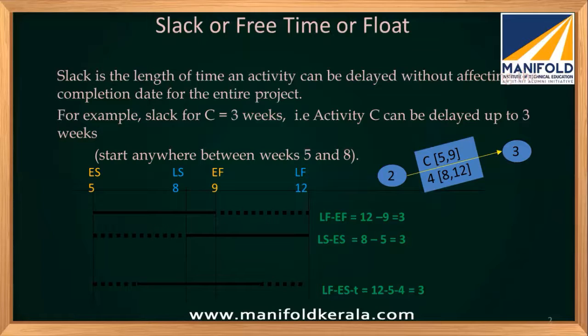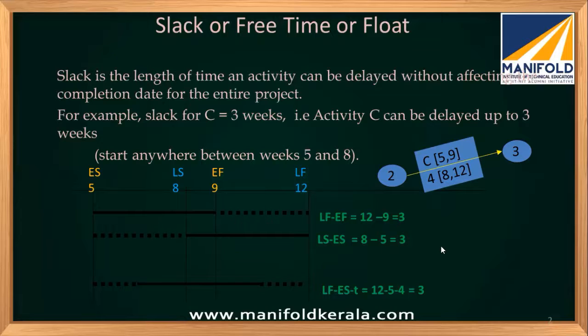The solid line and the dotted line are there. The dotted line shows the float that we have, right? Here also it will be the same. Otherwise, we can use the formula: LF, the latest finishing time, minus the earliest starting time, minus P. Still, you will get the same answer as float. This is known as total float.